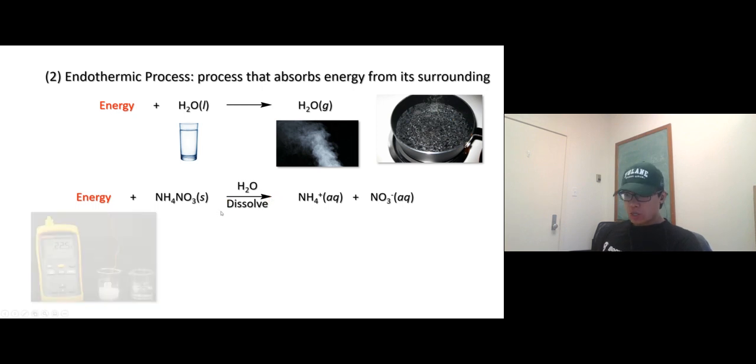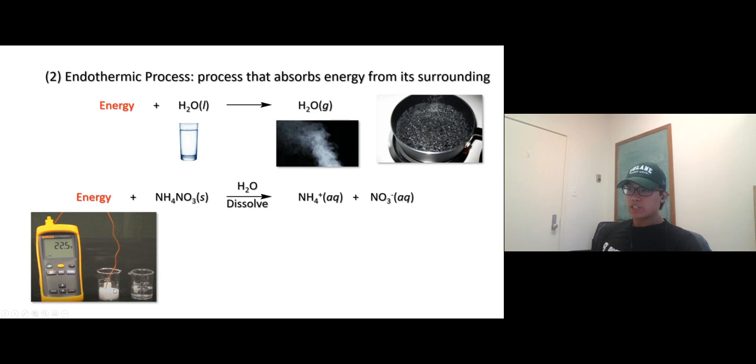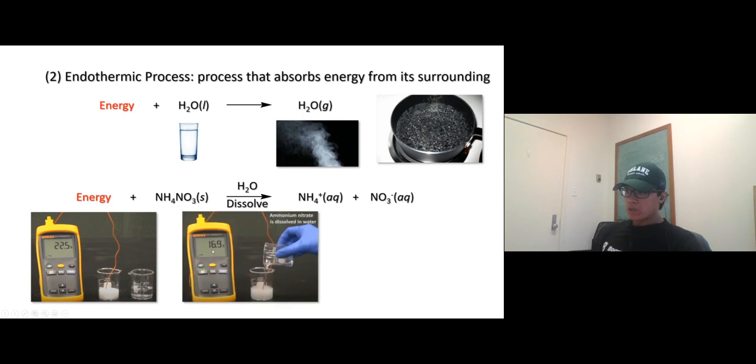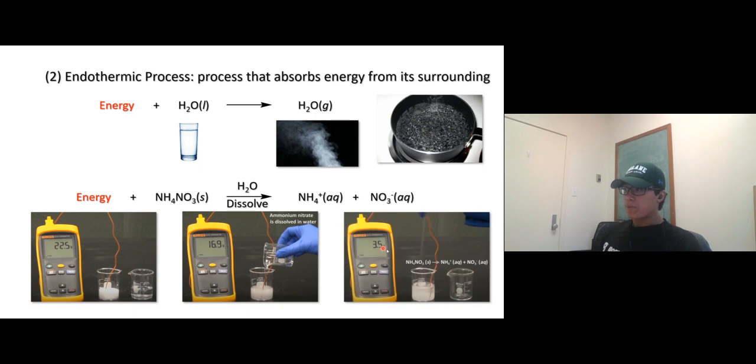And actually, this is true. I'll show you some experiment right here. So we have a solid ammonium nitrate. This is at room temperature, 22.5 degrees Celsius. All right. Now adding water, so the temperature is coming down, and the temperature stops at 3.5 degrees, just dissolving ammonium nitrate, right? So this whole process is an endothermic process.